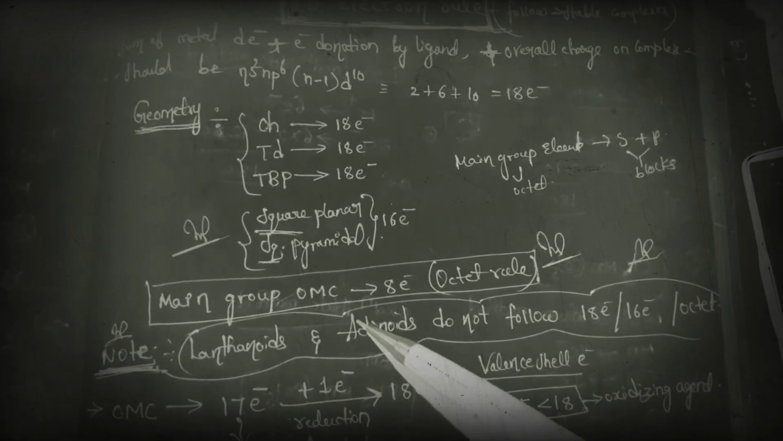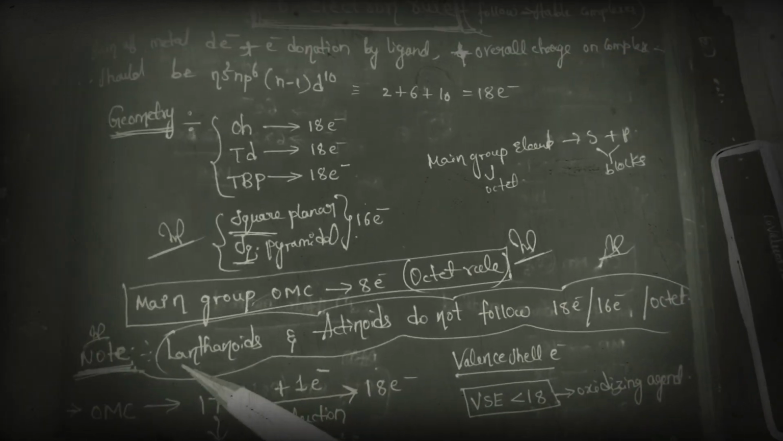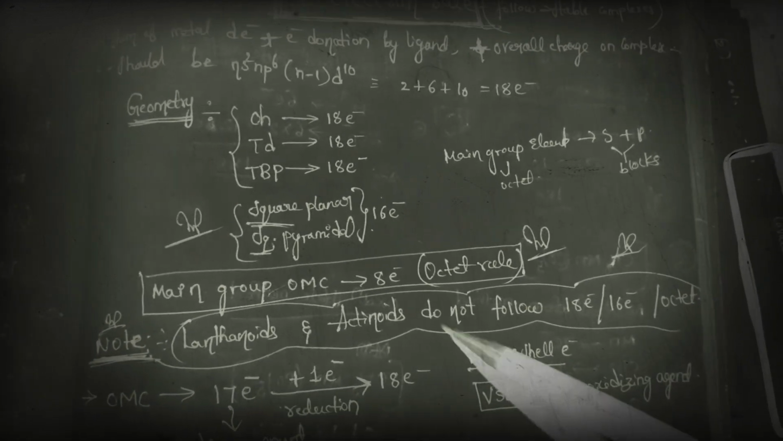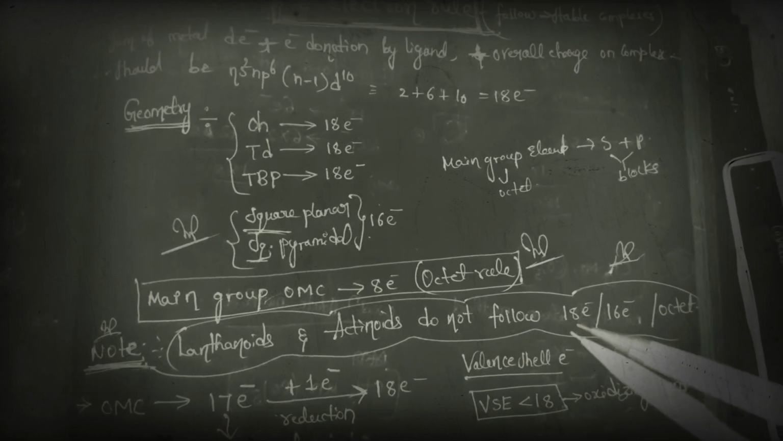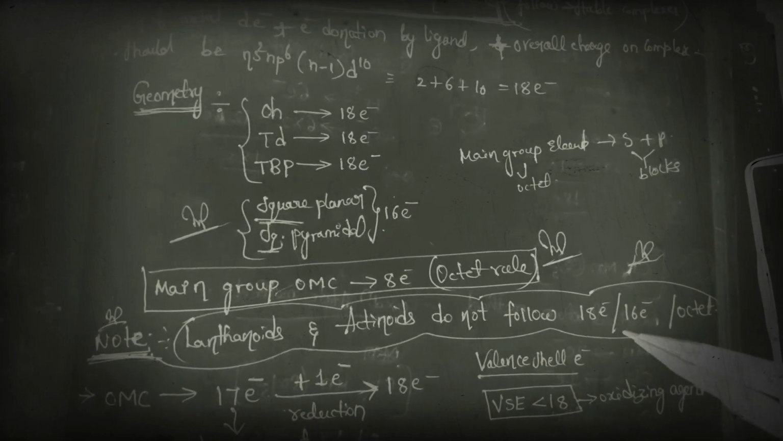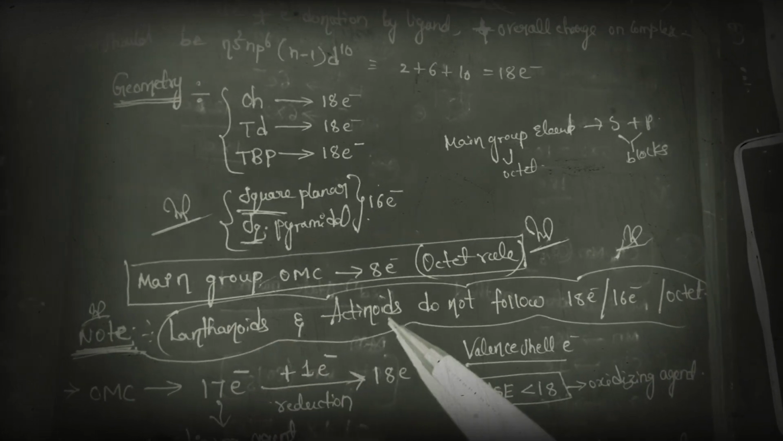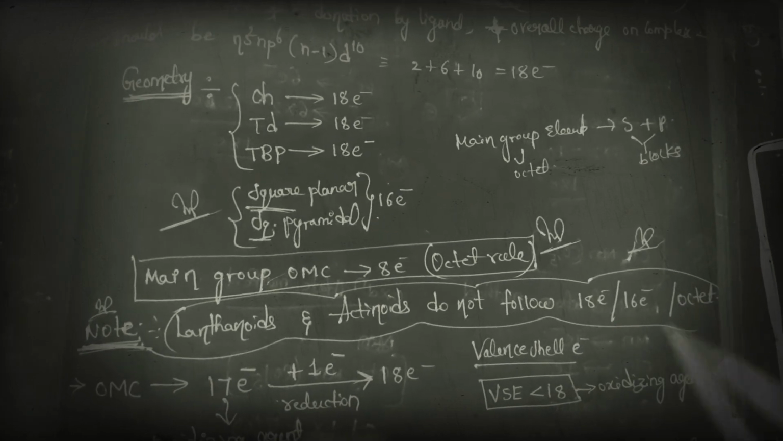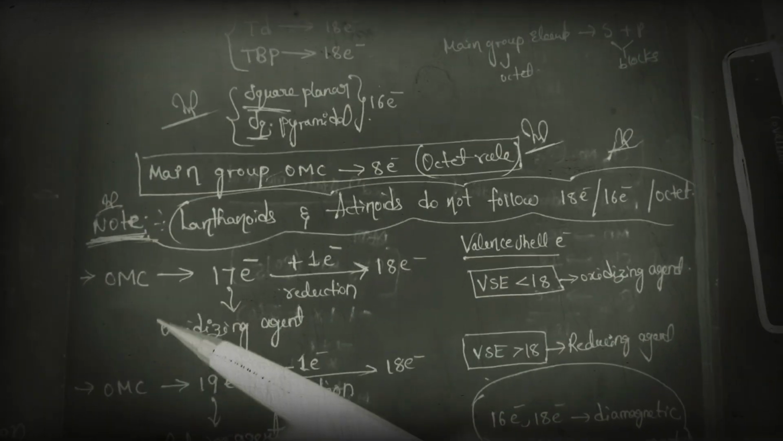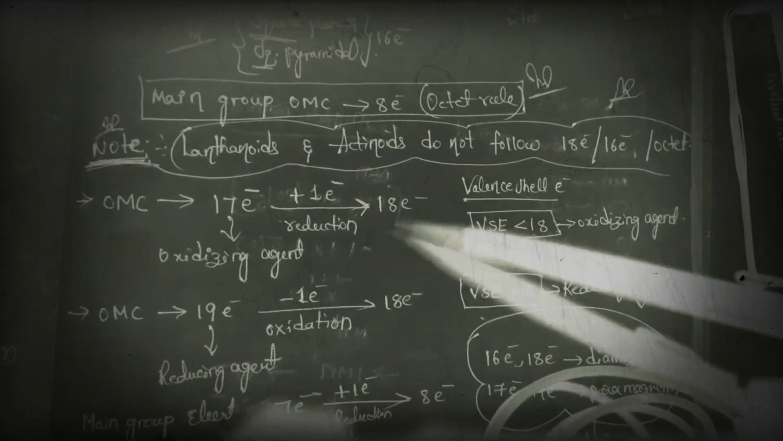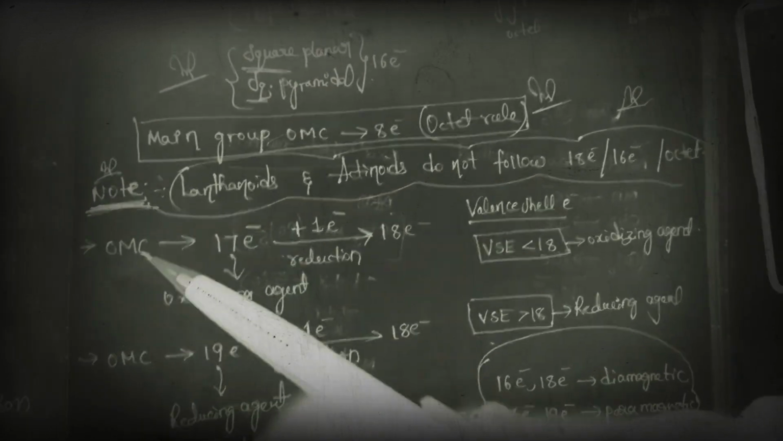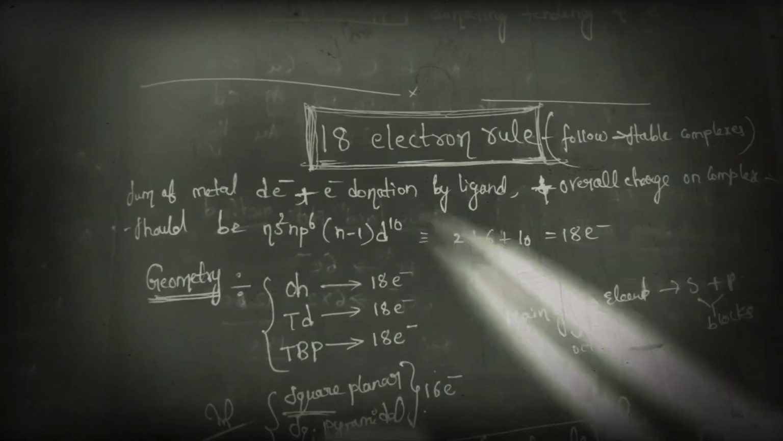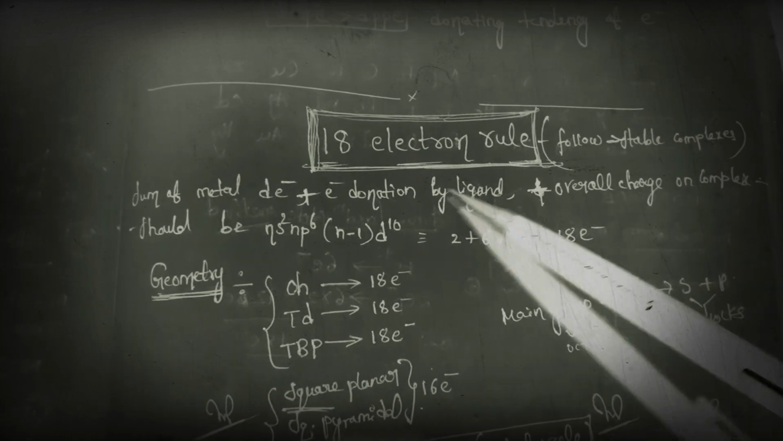Next, this is the most important point, friends. Lanthanoids and actinoids do not follow any rule, meaning they follow neither the 18 electron rule, the 16 electron rule, nor the octet rule. Next, this is the most important concept of today's topic. Already we learned how to find the number of electrons, so based on this we can easily find the number of electrons present in that particular complex.